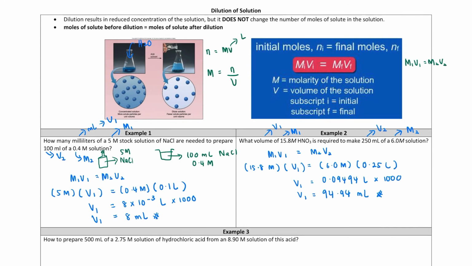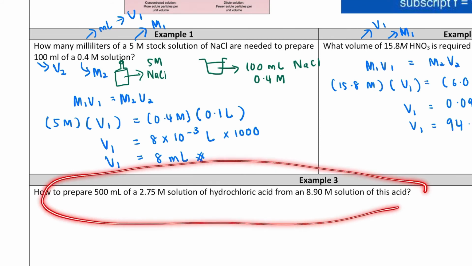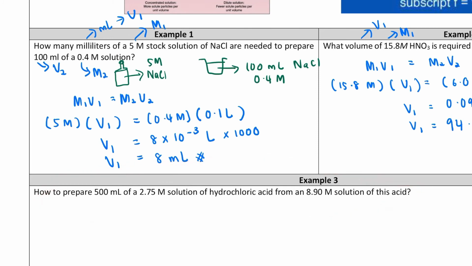Dia tanya how to prepare. Cara nak hasilkan 500 ml of 2.75 molar solution of hydrochloric acid from 8.9 molar solution of this acid. Okay, so ditanya macam mana cara nak hasilkan. Basically, soalan ni pernah keluar dalam exam, so that means you have to explain lah sikit.